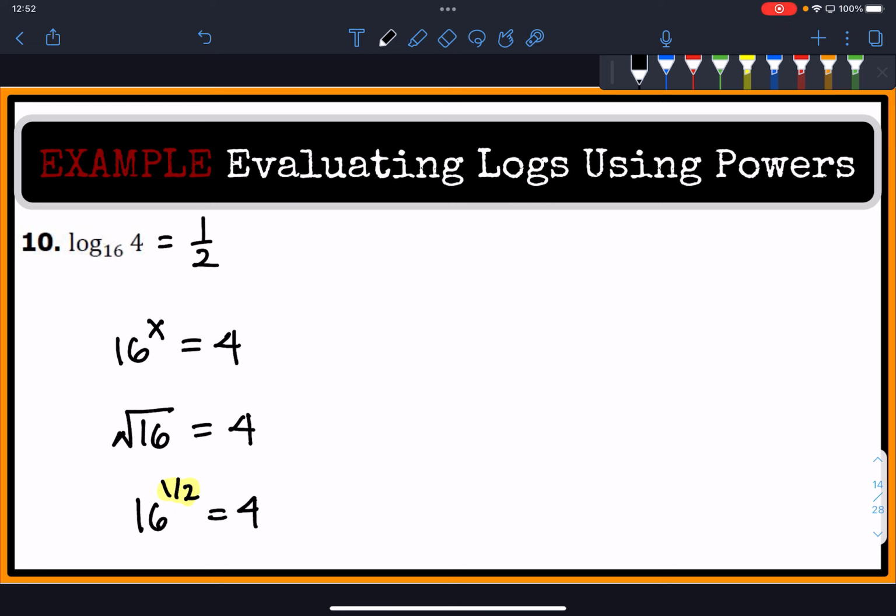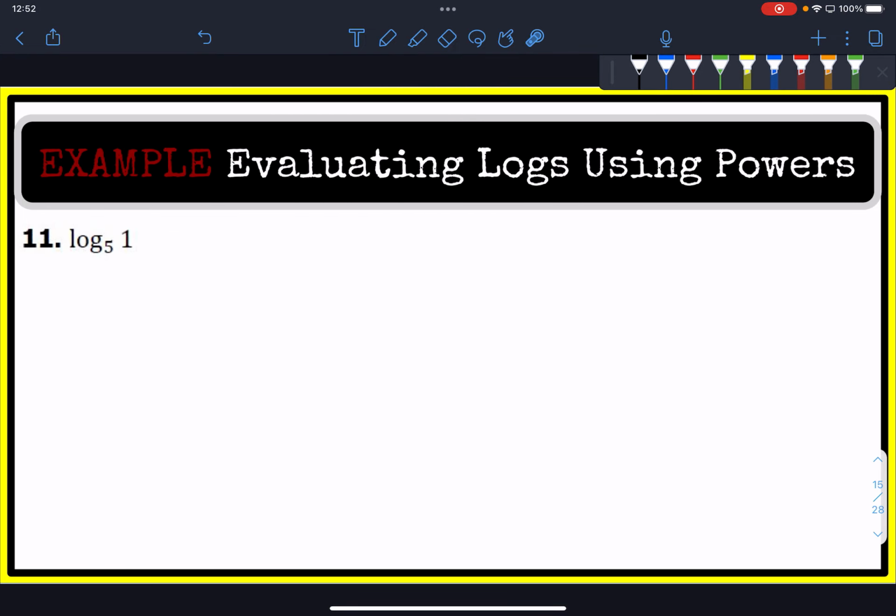And that's usually what happens when I have a base that's bigger than the value. That means that this exponent has to be some type of fraction. If I have the reciprocal, if it was like 1 over 4, then it would be not just 1/2, but it will be the negative of that.